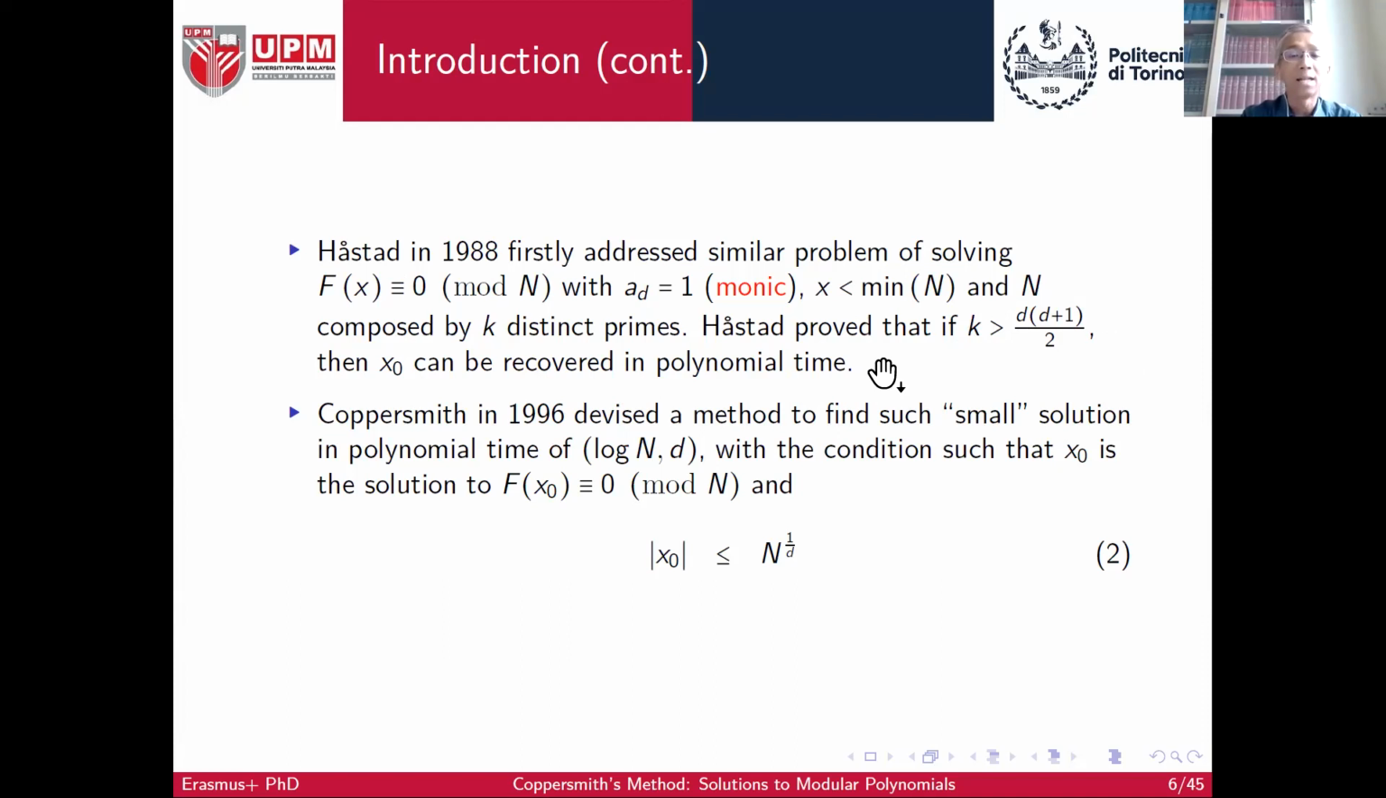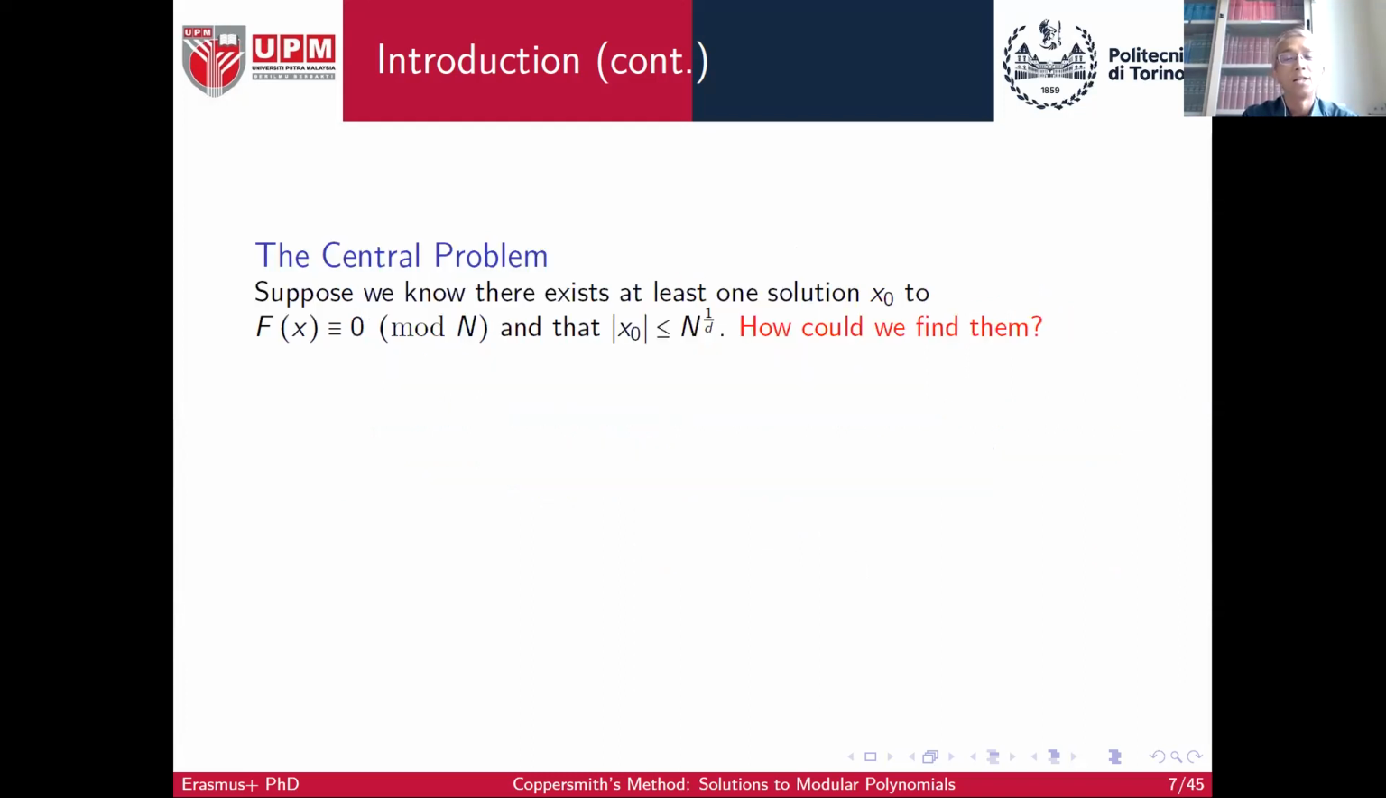About a decade later, Coppersmith devised another method to search for small roots in polynomial time, with the condition that x0 is the solution and satisfies this second inequality. These are the two brief timelines that I would like to address since I'm sharing about Coppersmith. The central problem now is: if we know there exists at least one root to the modular polynomial, and that root satisfies what Coppersmith proposed, how could we find it?